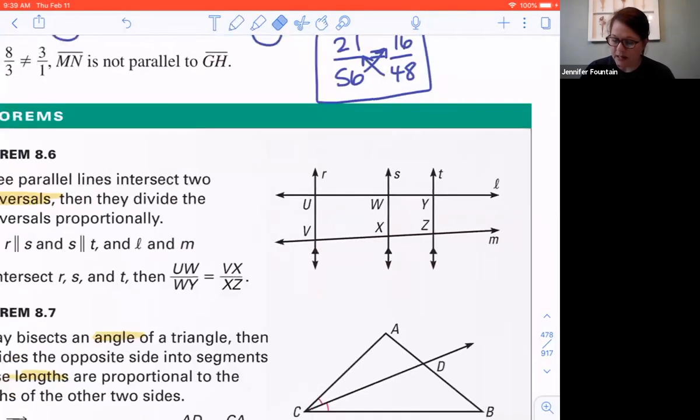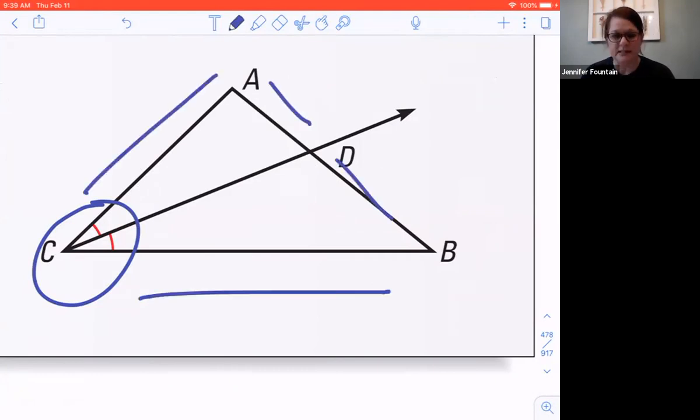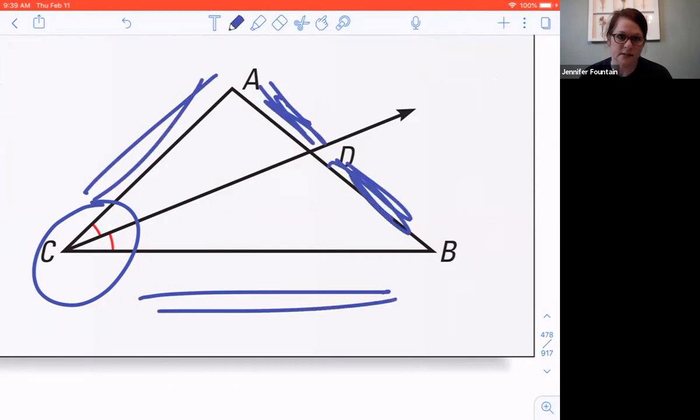Then with my bow and arrow one, I have my angle bisector. Remember, I can see that my angle is cut in half. So both angles are congruent. So that means that these two sides here, they're not congruent, so I won't do that. I can see that these two sides here are going to be proportional to my sides of my triangle. Okay, so my segment parts are proportional to the sides.